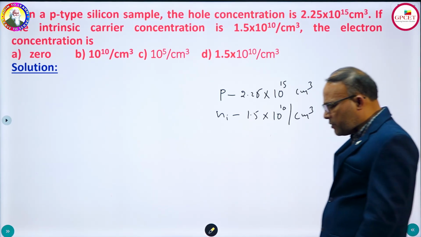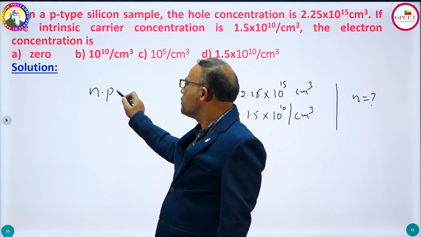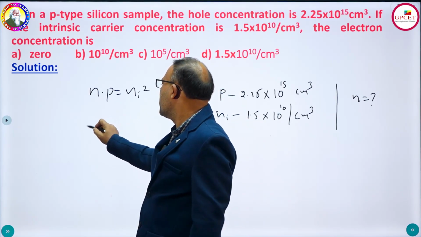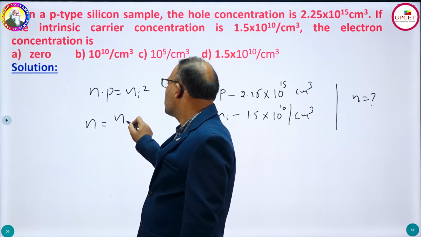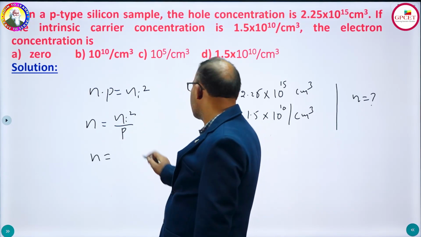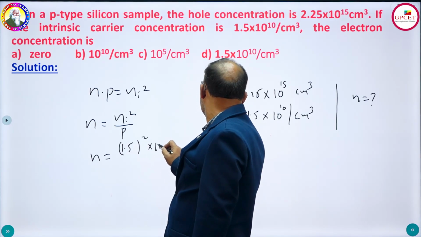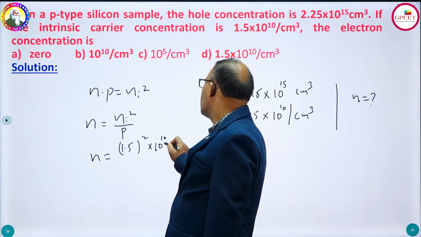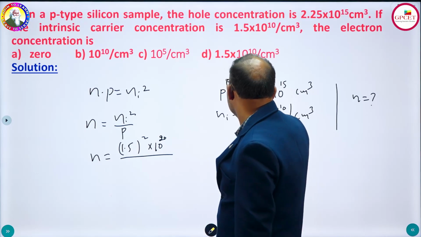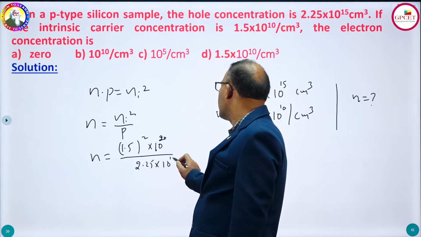So how to do this? It's very simple. According to the mass action law, we know that n into p is equal to ni square. So n, which we need to find, is equal to ni square divided by p. So n is equal to ni square, 1.5 square into 10 power 10 into 2, 10 power 20, divided by p, which is nothing but 2.25 into 10 power 15.